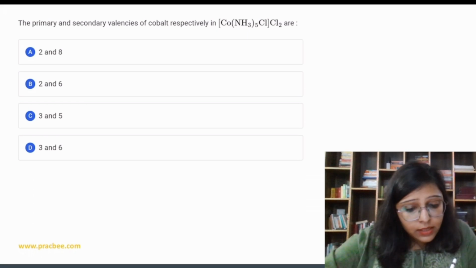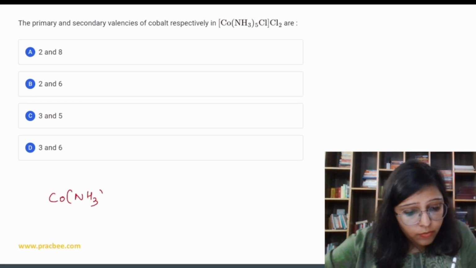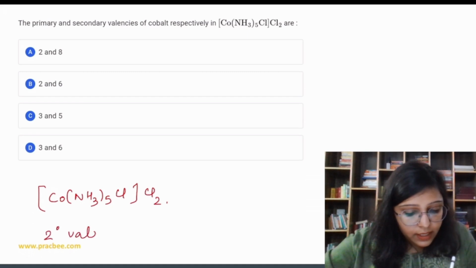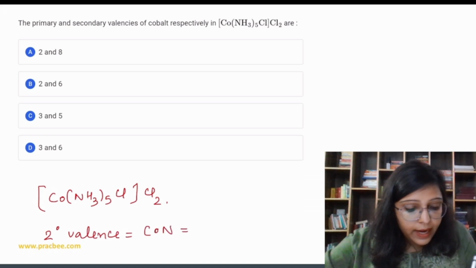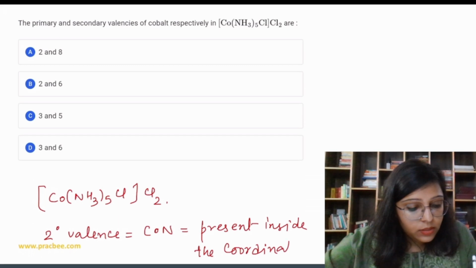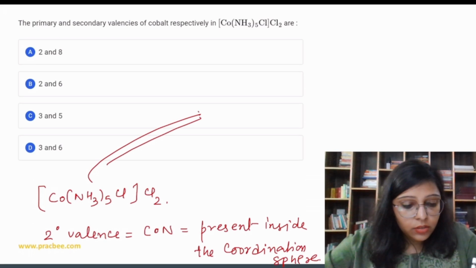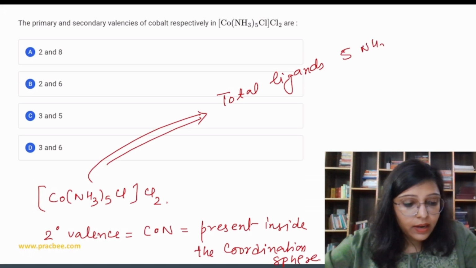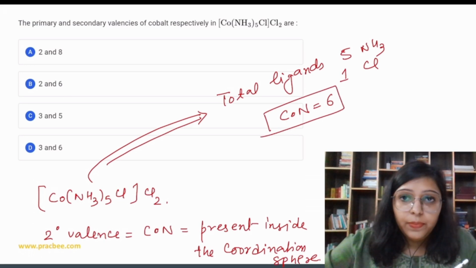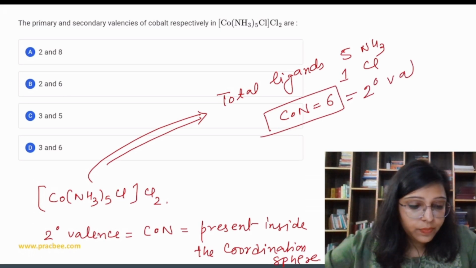So we have the complex Co(NH3)5Cl Cl2. Secondary valency is equal to the coordination number, and they are present inside the coordination sphere. So inside the coordination sphere, how many ligands do we have? Total ligands here: 5 NH3 and 1 Cl. So the coordination number is equal to 6, and that is equal to the secondary valency.